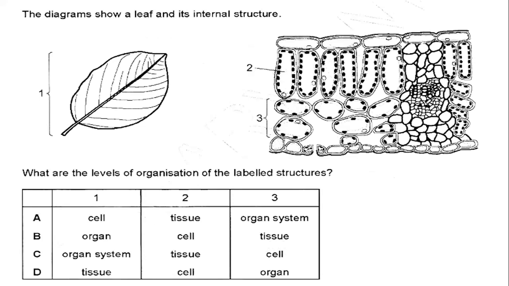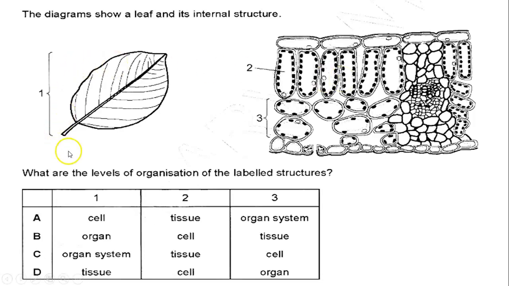The diagram shows a leaf and its internal structures. What are the levels of organization of the labeled structure? So, labeled structure 1, what is it? Is it a cell? Of course not. This is the cell. Is it a tissue? No, this is a tissue, a group of similar cells. Is it an organ system? No, it's not an organ system.